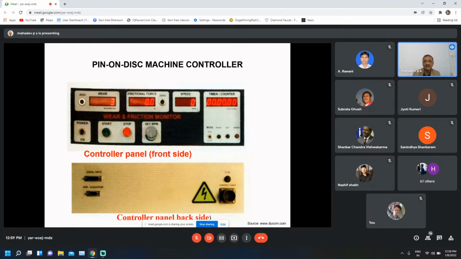You can set the speed, and you can set the sliding distance by setting the time. Power on/off and start/stop facilities are there. You can set the RPM with the knob. This is the control panel, on the back end side, sorry.